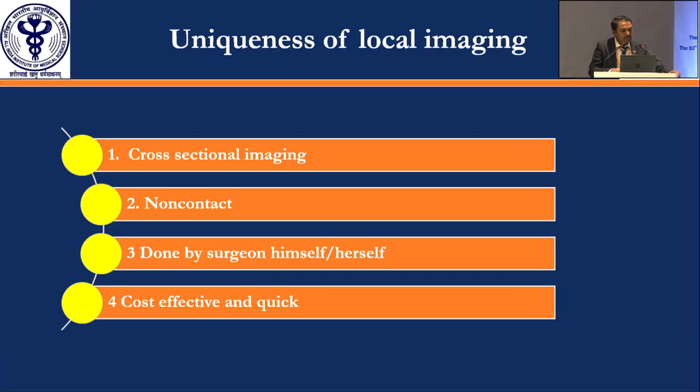The uniqueness of these local imaging modalities is that they are cross-sectional imaging, and AS-OCT is a non-contact one, while UBM is a contact one. In UBM you are going to get only one scan. By using AS-OCT you can get 10 or even 15 scans depending on how you are setting up the data. And this imaging can be done by the surgeon himself or herself, and it is cost effective. Unlike CT scan or MRI, it is very quick.